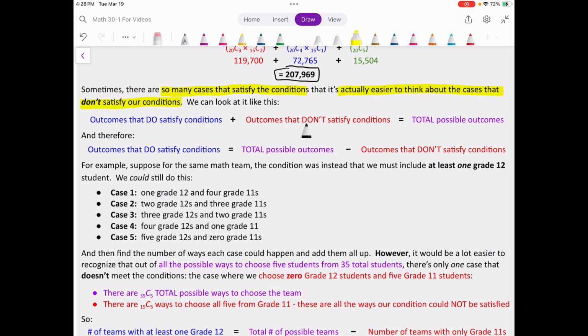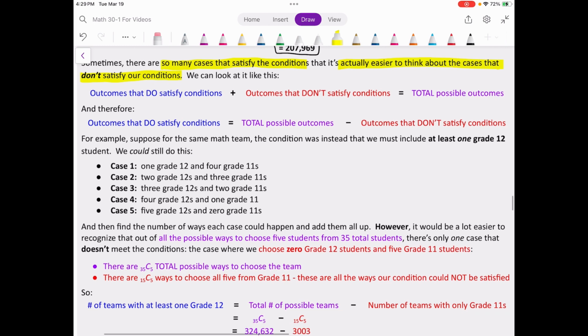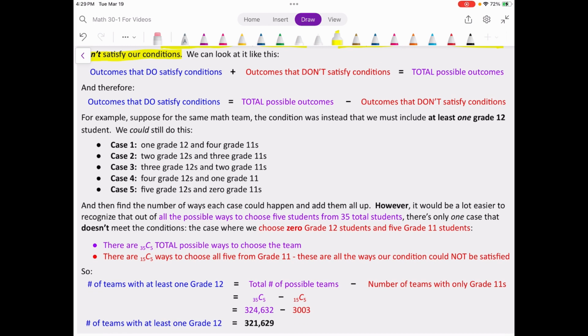And if it doesn't, then it doesn't, right? If it does, then it does. It can't be in both at the same time. There's no outcome that belongs to both of these categories. So put them together and we will have described every possible outcome, right? So that means for our outcomes that do satisfy our conditions, we can just take all of the possible outcomes and subtract the ones that don't satisfy our conditions, and we'll be left with only the ones that do satisfy.